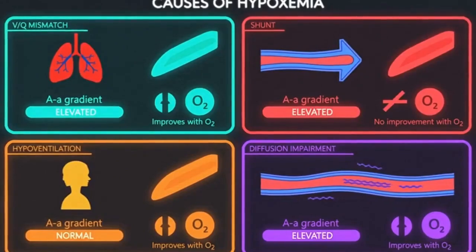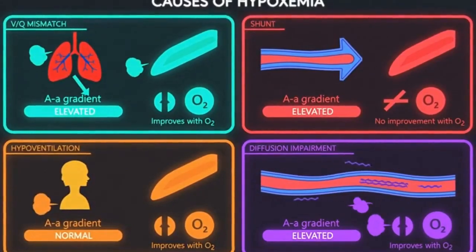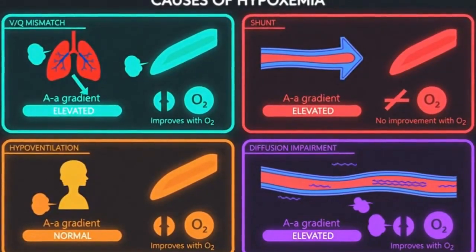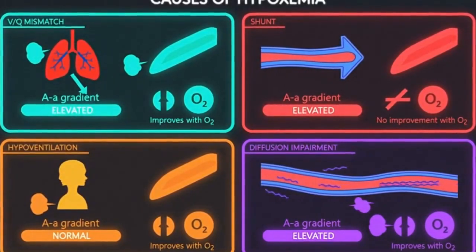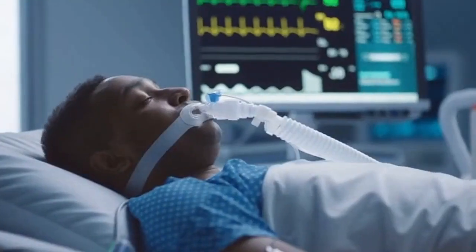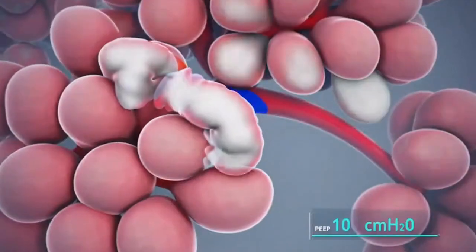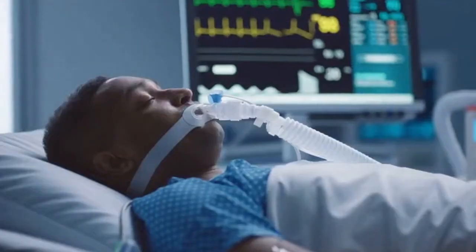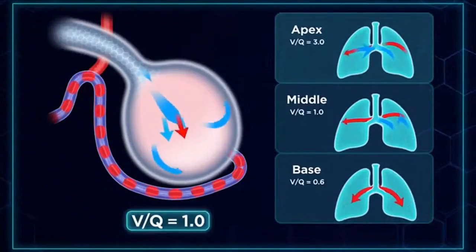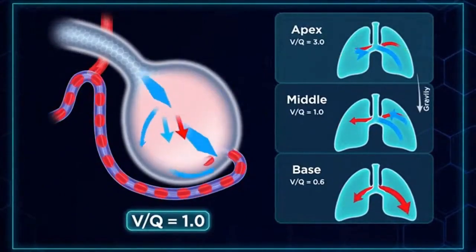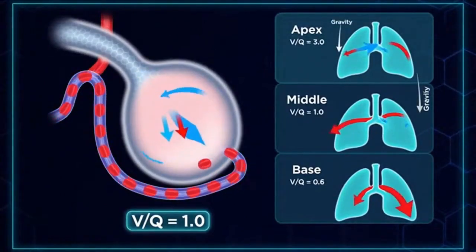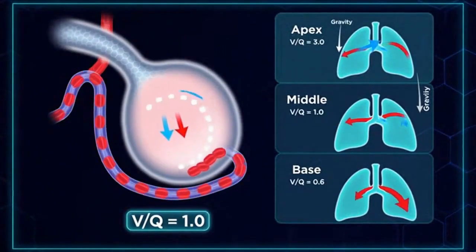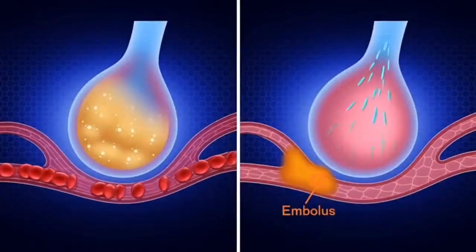In a perfect lung, every alveolus would receive exactly the right amount of ventilation and the right amount of blood flow to maximize gas exchange. Ventilation, V, delivers fresh oxygen and removes carbon dioxide. Perfusion, Q, carries deoxygenated blood to the alveoli and oxygenated blood away. The ideal VQ ratio is 1, equal ventilation and perfusion.